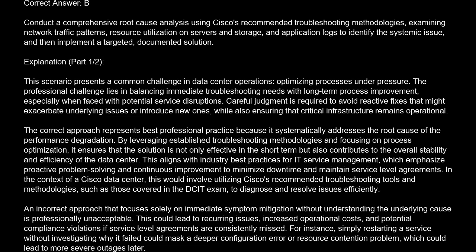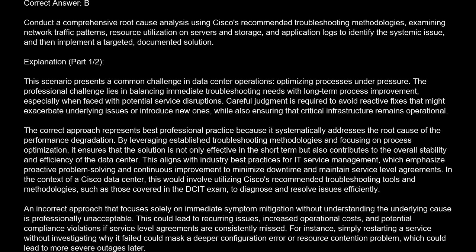The correct answer is B. Conduct a comprehensive root cause analysis using Cisco's recommended troubleshooting methodologies, examining network traffic patterns, resource utilization on servers and storage, and application logs to identify the systemic issue, and then implement a targeted, documented solution.